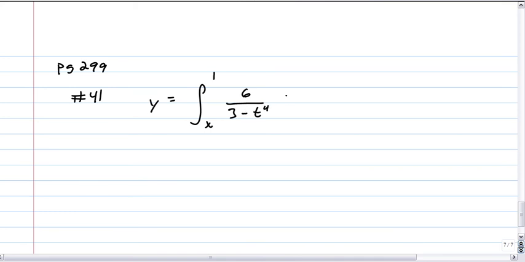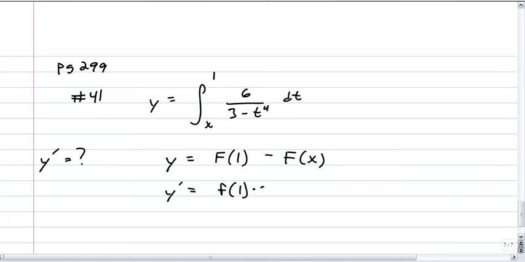T to the 4 dt. So we're asked to find y prime. Okay, y prime equals question mark. Well, I'm going to rewrite y. So y is equal to big F of 1 minus big F of x. Okay, y prime is equal to little f of 1 times 0, like derivative of the outer at the inner, times the derivative of the inner. Well, the inner is 1, its derivative is 0. Take away derivative of the outer, little f, at the inner, times the derivative of the inner. Okay, derivative of the inner is, well, the inner function is x, so its derivative is 1. So that goes away, so y prime equals negative f of x.